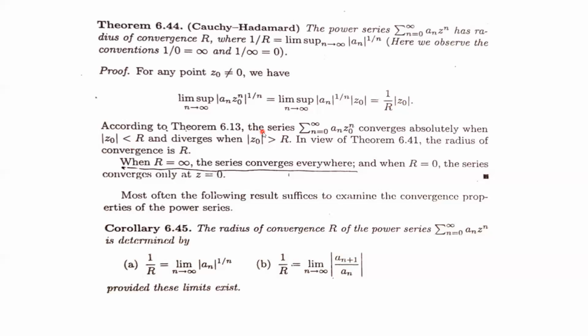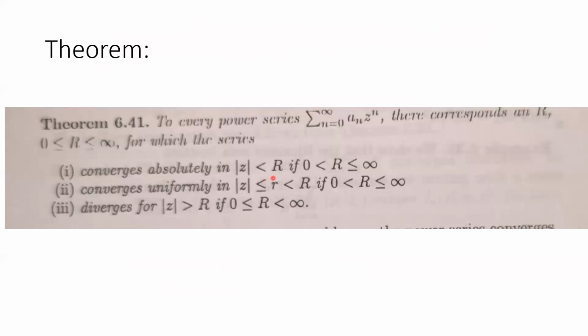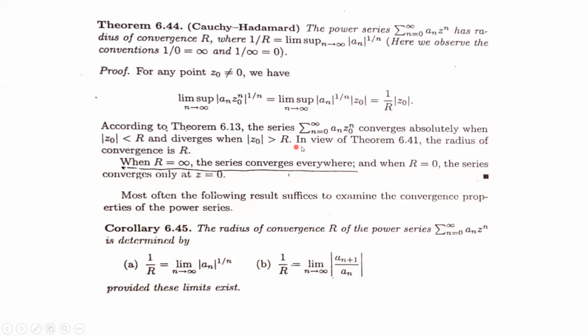So according to the previous theorem, where we found the existence of R, what do we get? The series summation n equal to 0 to infinity a_n z_0^n converges absolutely when mod z_0 is less than R, and diverges when mod z_0 is greater than R. This is true from this statement. So we are using this here. So in view of the above theorem, the radius of convergence is capital R.